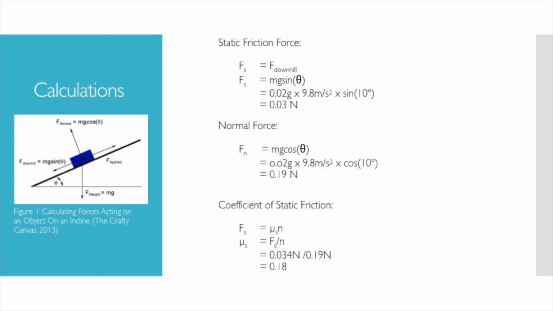By calculating the normal force on the object at a 10-degree angle, we can determine the coefficient of static friction. We can do this by multiplying the mass of the object, the acceleration due to gravity, and the cosine of the angle the pan is sitting on. In this case, the normal force is equal to 0.19 newtons. We can then calculate the coefficient of static friction by dividing the static friction force by the normal force to get 0.18.